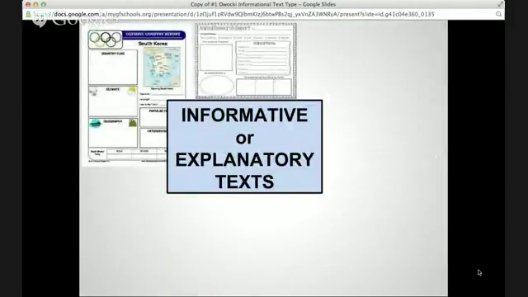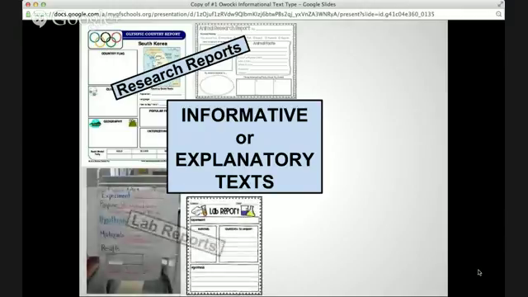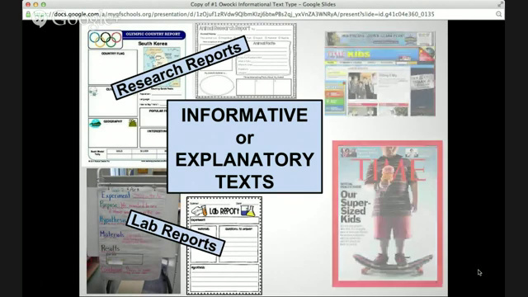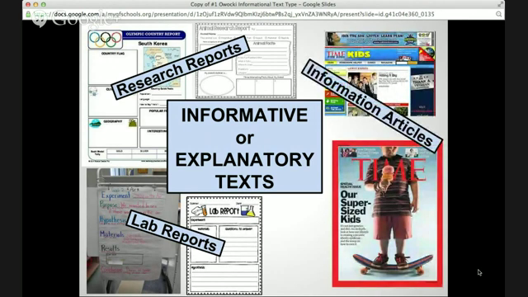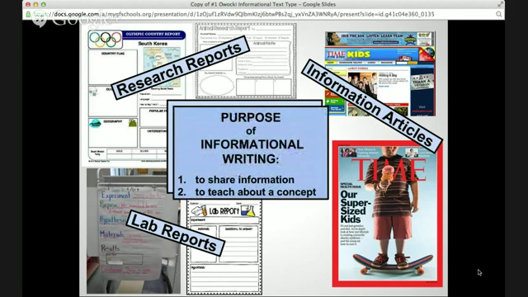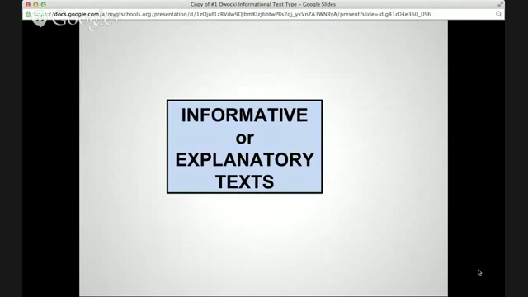These would be reports, research reports. The South Korea one would be the study of a country and the different aspects of it. A research report in science on animals. Lab reports. We haven't typically done a lot of them, but that's another area that's informative and explanatory. And additionally, informational articles. Kids now go online and have access to informational articles there, or magazines are a hard copy resource for that kind of informative text. And again, all of that is where the author is sharing information or teaching about a concept.